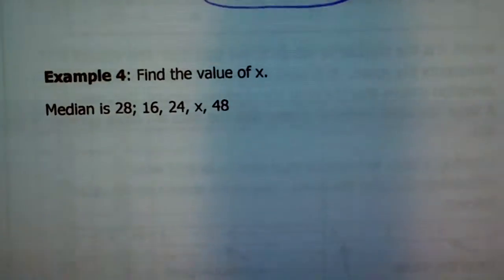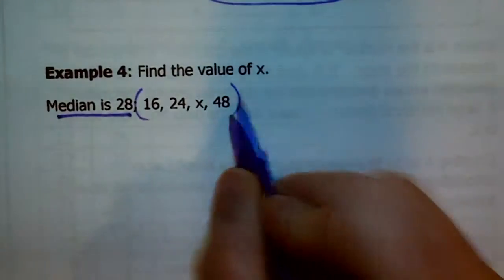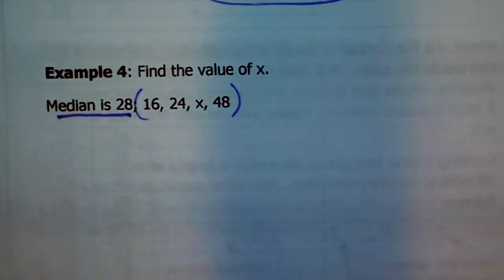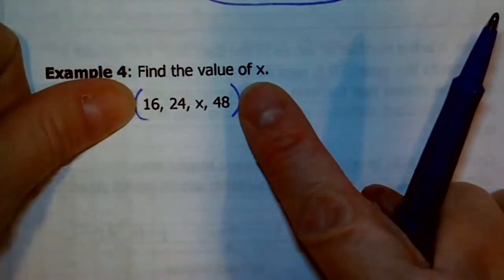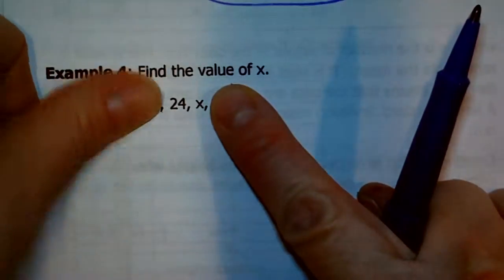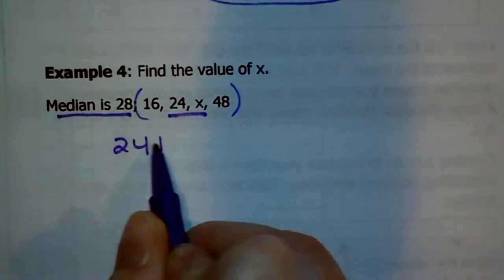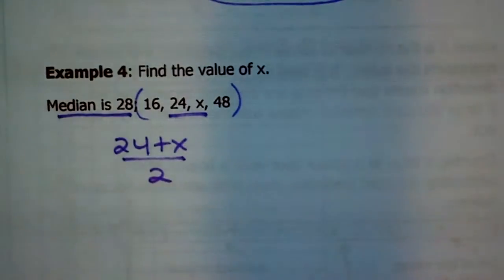This one's a little different because I tell you the median is 28 and I want you to find x. So 28 is not part of my data values. The 28 is the result. Remember, to find the median, that's the number that's in the middle. Well, in this data set, if I work from the outside in, 16 and 48 match up. 24 and x are both in the middle. Do you remember how to find a median when there's two numbers? That's right. You add those numbers up and divide by 2 because that's how many numbers you're adding.